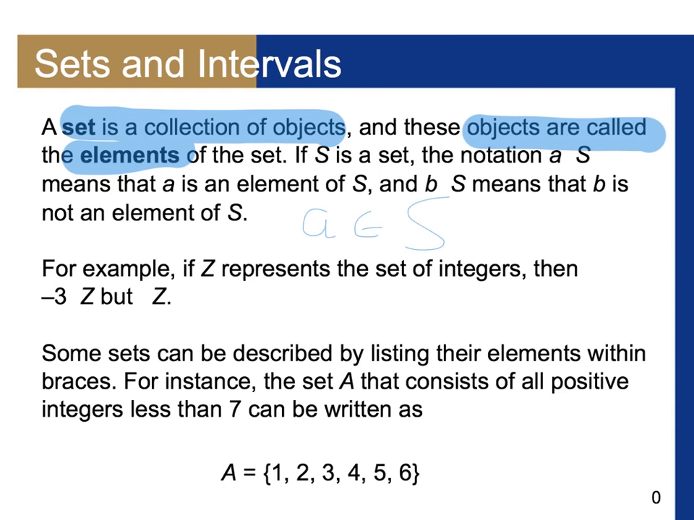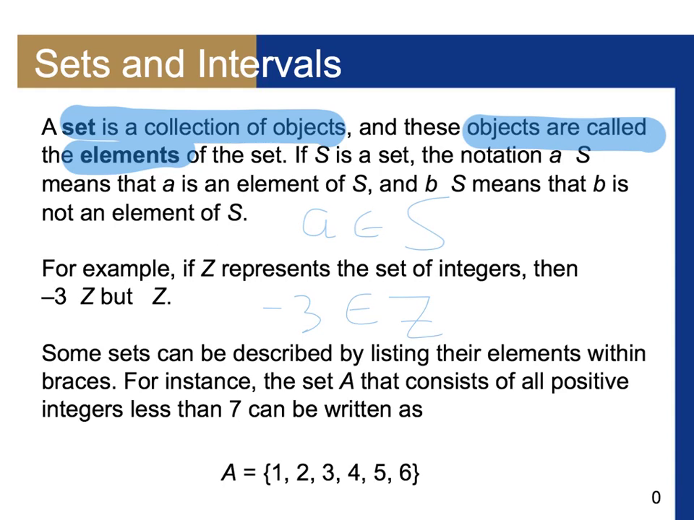Sometimes we use Z for integers, so you'll see capital Z there. Don't worry about that, but we can say -3 is an element of Z. I use a little cross for the Z. So we could say -3 is an element of the set of integers.